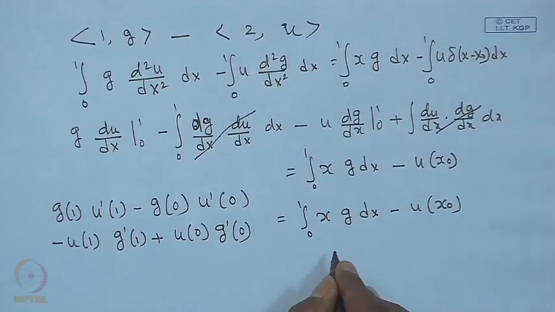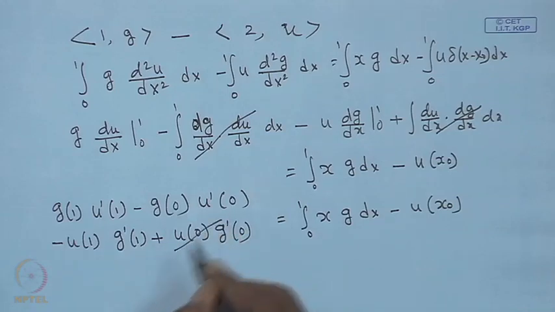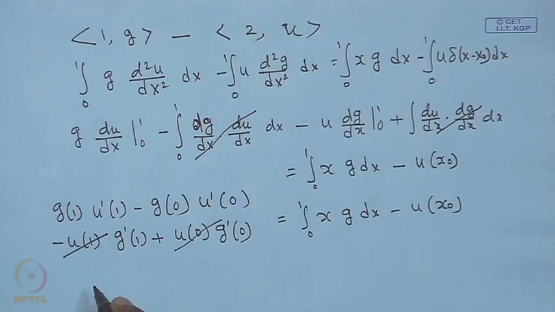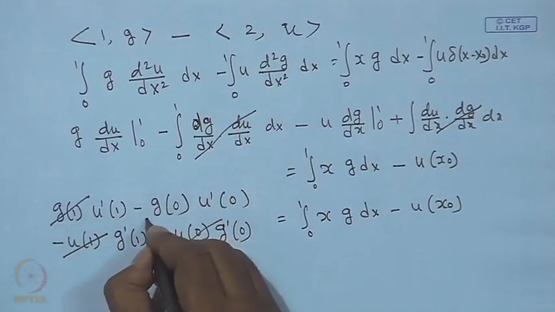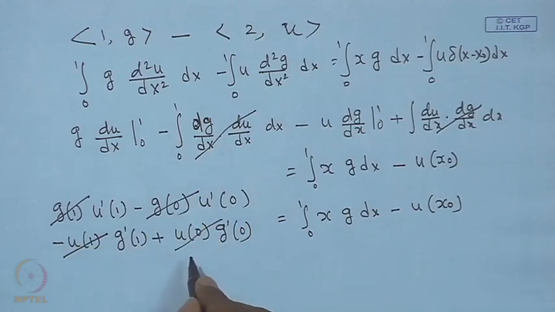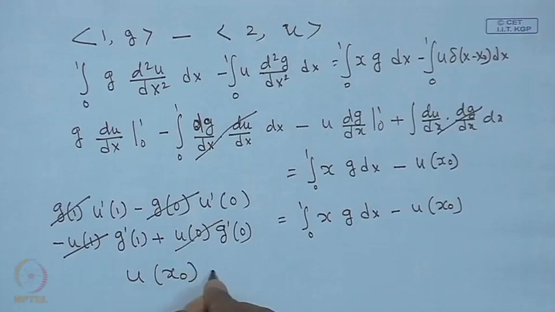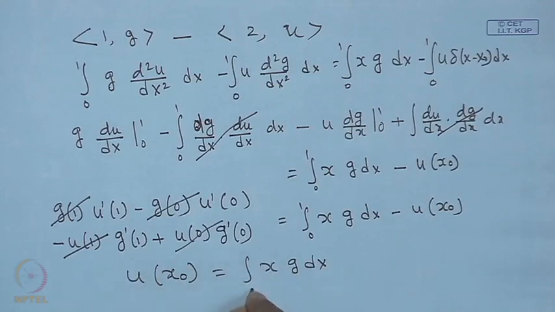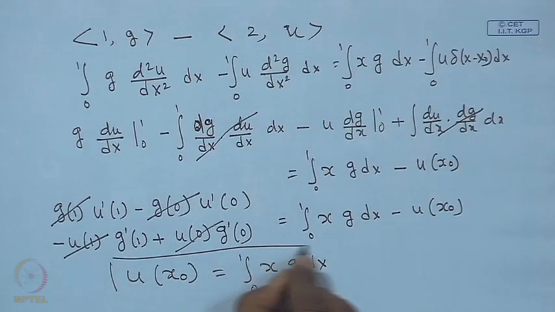Now, the boundary condition of the original problem was u equal to 0 at x equal to 0, so this term will be off. Boundary condition in the original problem at x is equal to 1, u is equal to 0, so this will be gone, and the boundary conditions on G are always homogeneous, so this is gone, this is gone. So, the whole left hand side will be equal to 0. So, what we can have? We have u of x naught is nothing but the integral of f g dx from 0 to 1.